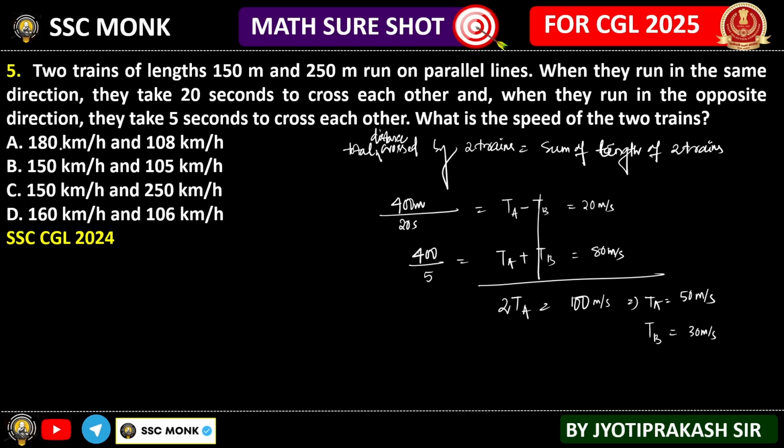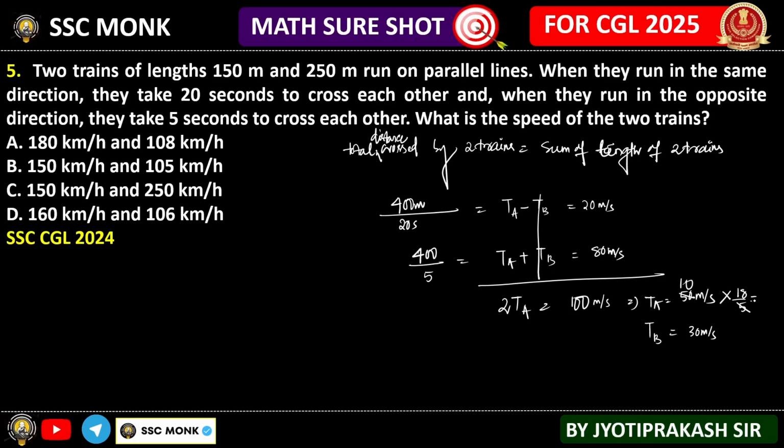Now, here the speeds are given in kilometer per hour. Sir, here it is 50 meter per second. So I will simply multiply what? I will simply multiply 18 by 5 to it. 5 tens are 150.